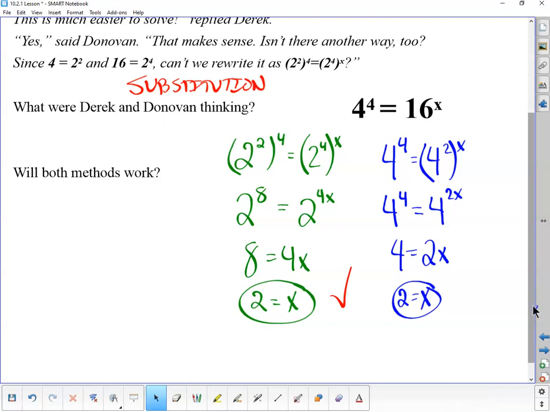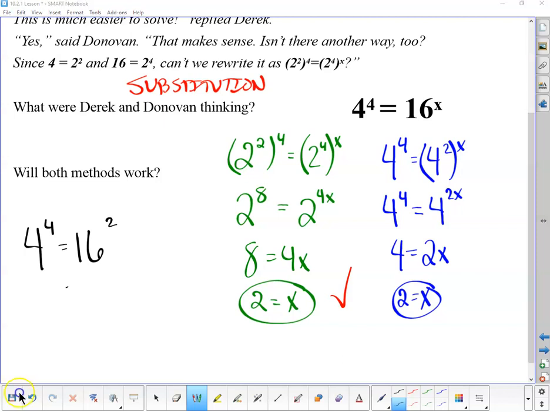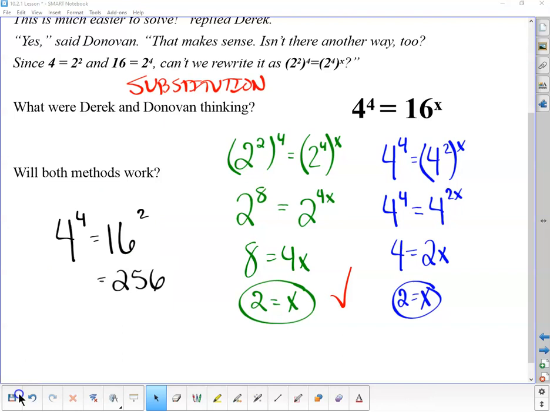So then if we look to check it, we would then say, if x is 2, that means 4 to the power of 4 has to equal 16 to the power of 2. Now 16 to the power of 2 is equal to 256. And if we take apart this 4 to the power of 4, that's the same thing as 4 squared times 4 squared. Because we have 2 4s and 2 4s, that's 4 4s, which is the same thing as 16 times 16, which is exactly what we got. So yes, that works. So x definitely does equal 2.